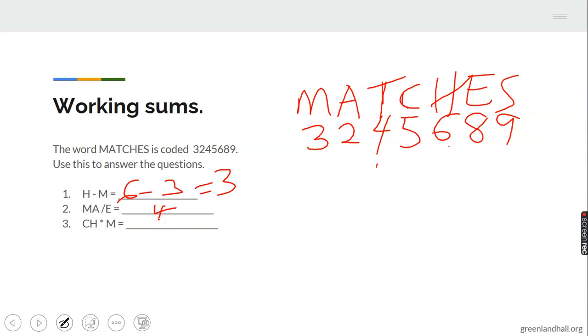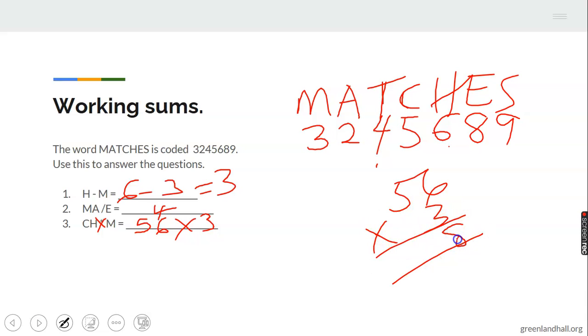Then we have CH multiplied by M. This is times. CH multiplied by M. What's CH now? CH is 5, 6. That's 56. Multiplied by M is what? That's 3. So what do we do? We calculate 56 times 3. Tell me 3 times 6 is what? Okay, that's 18. We carry 1. 3 times 5 is what? 15 plus the one we have carried. That's 16. So what do we have? We have 168.